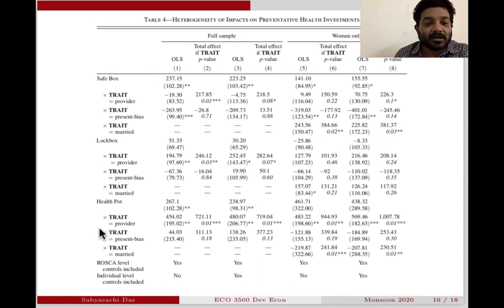For the health pot, present biasness doesn't seem to be important. It doesn't have a negative effect on savings in the health pot, because there is social pressure to do it. So basically social pressure can overcome this sort of present biasness of the individual, because they have a very similar effect compared to the rest. Providers seem to save even more. For providers the effect is enormous, and that's again because it allows them to park money away and not give it to family members.